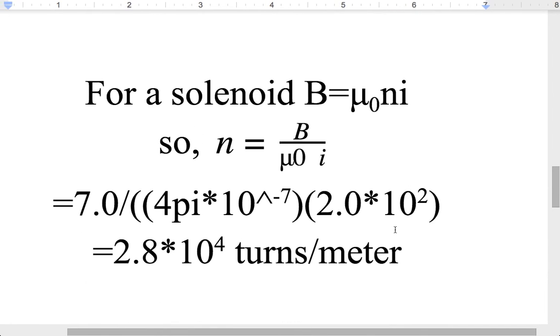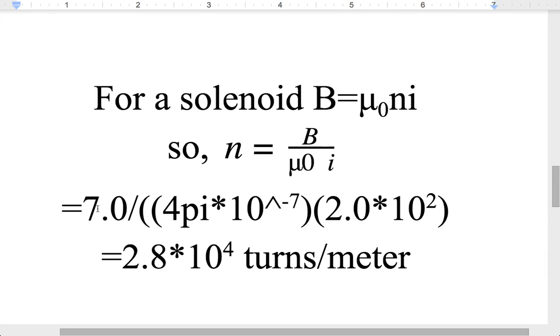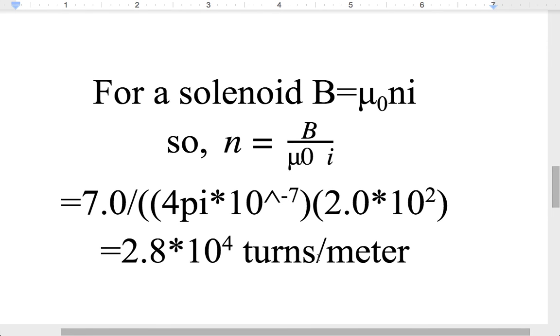Once you work that out, you do your math, your algebra: 7 divided by 4 pi times 10 to the negative 7, which is the permeability of free space, and also divided by 2 times 10 squared. That gives you 2.8 times 10 to the 4th turns per meter. And the reason it's turns per meter is because that's just what we're looking for. That's the unit for n, turns per meter.